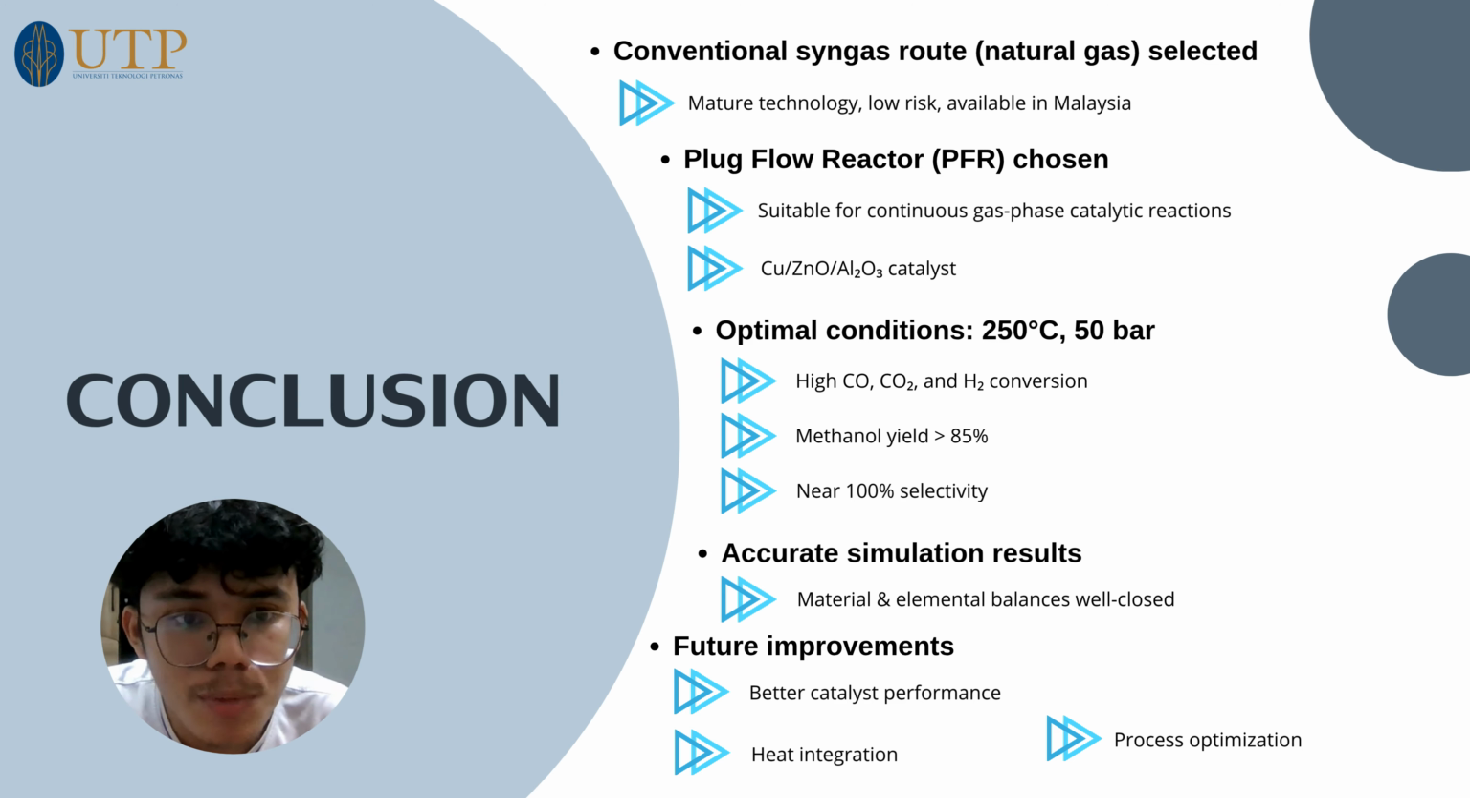Third, the best operating conditions that we found are at 250 degrees Celsius, and for the pressure, it is at 50 bar. Under this condition, we get high conversion of carbon monoxide, carbon dioxide, and hydrogen, methanol yield of more than 85%, and almost 100% selectivity, which means very little unwanted product is formed.